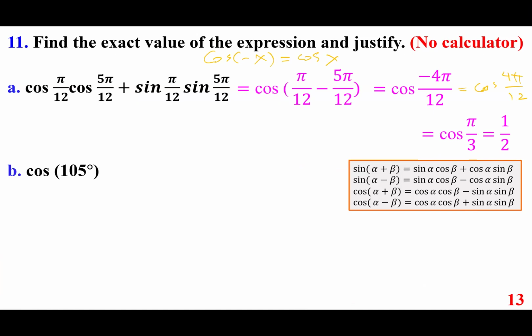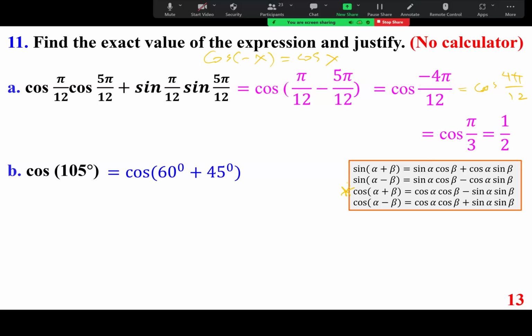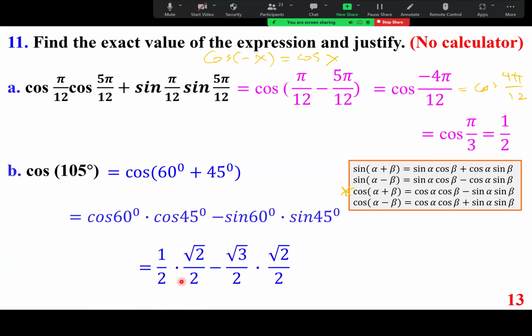Cosine of 105 degrees is cosine of 60 plus 45. And that makes it cosine of 60, cosine of 45 minus sine of 60, sine of 45, right, using the identity. Common arcs. Cosine of 60 is 1/2. This is square root of 2 over 2 minus square root of 3 over 2. And this is square root of 2 over 2 again. All of them, the denominator is 4. 1 times square root of 2 is square root of 2 minus square root of 3 times square root of 2 is square root of 6.